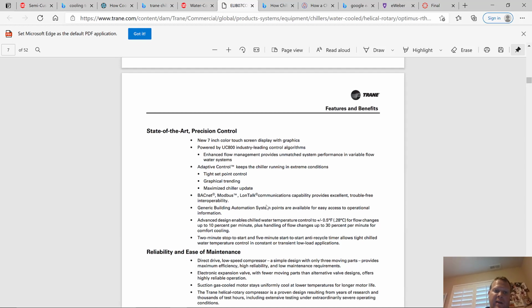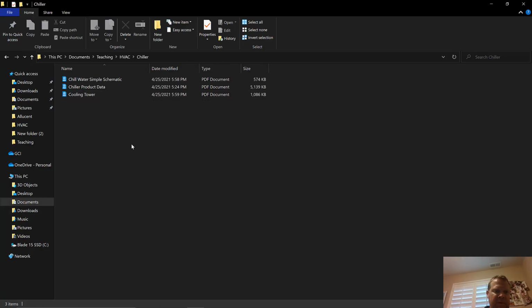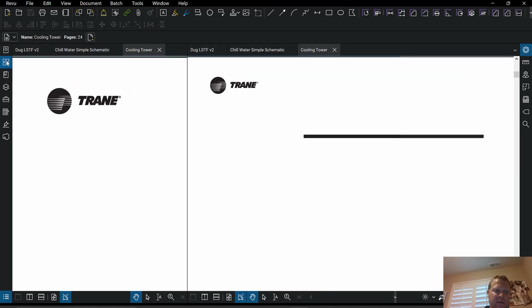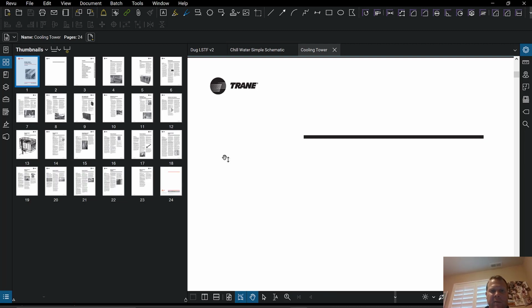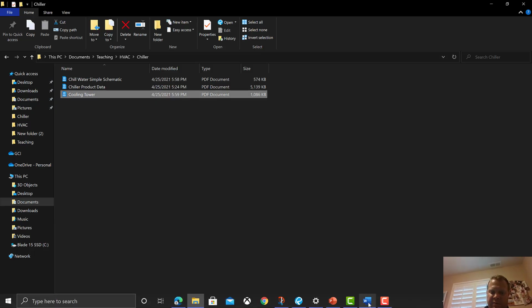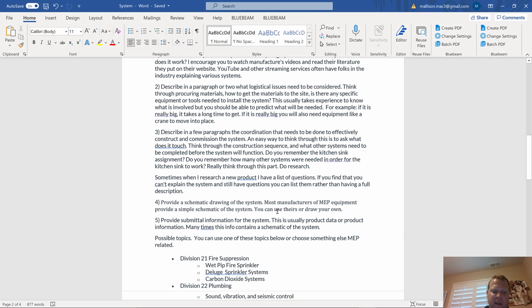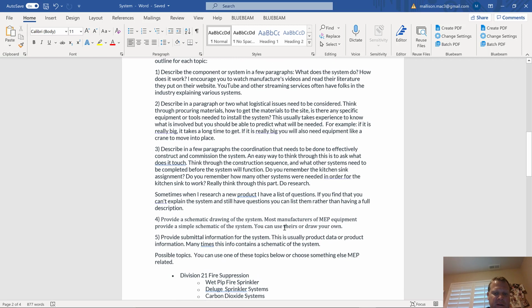And then I save this to my computer. So I have my simple schematic. I have my chiller product data and my cooling tower product data. Here's my cooling tower product data. And there's a lot of pages to it. And there was a lot of pages to the chiller. So going back to the final, we want a narrative, a schematic, and then the product information from the manufacturer. And upload all of that back into Canvas, and we should be in good shape.